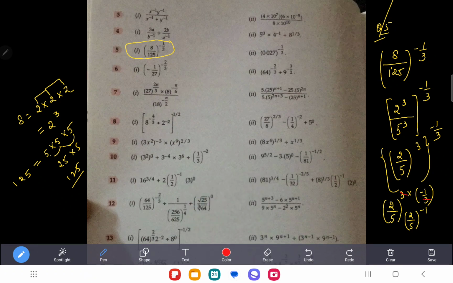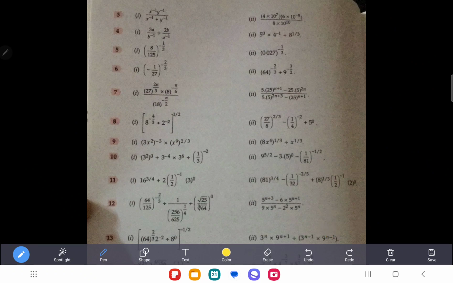Negative power basically means what am I supposed to do? Switch it. It's going to be 5 over 2. Exactly, 5 over 2. So that is the answer to question number 5. Are you understanding? Yeah. Let me quickly write it down. The next question is question number 6.